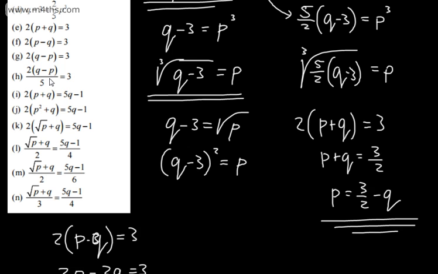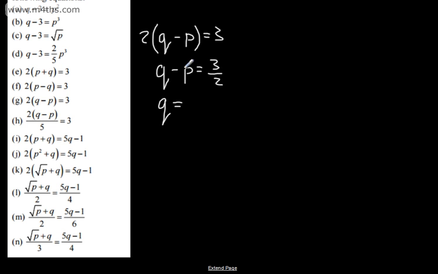Where are we now? This one here, right, let's just go on a page so we've got a bit more space. So this one is 2 bracket q minus p is equal to 3. I would personally say, well, q minus p is equal to 3 over 2 by dividing both sides of the equation by 2. At this stage, we can say that q will be equal to p plus 3 over 2 by adding the p to both sides, and then q minus 3 over 2 is equal to p, and p is expressed in terms of q.